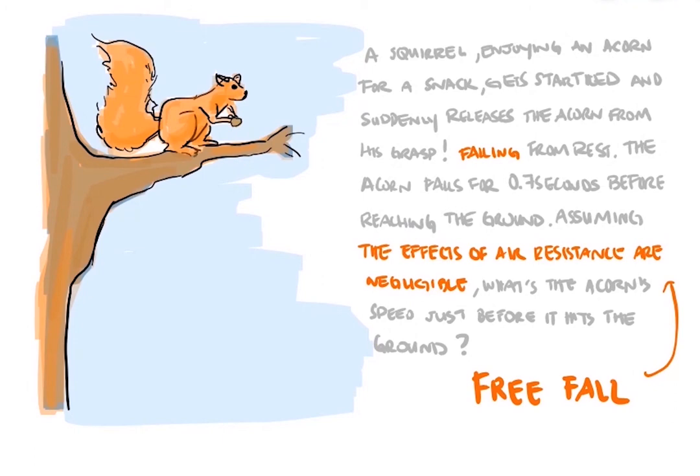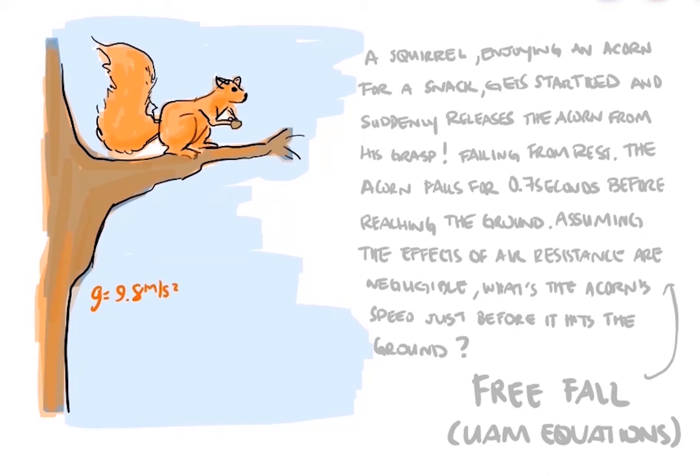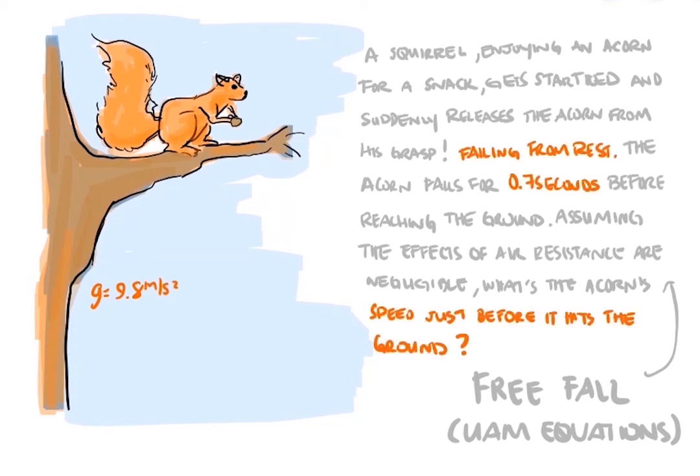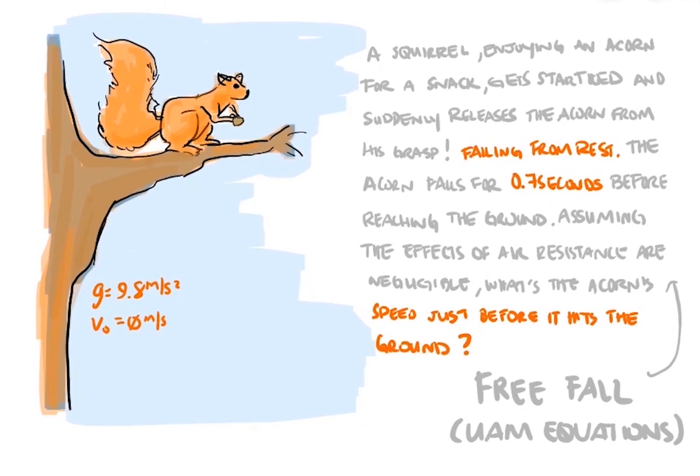Since this is a freefall problem, we can use our UAM equations, where we know the acceleration will be 9.8 meters per second squared. Like before, we're going to pick out the variables in the problem. We know our acceleration is 9.8 meters per second squared. Falling from rest indicates an initial value of 0 meters per second. 0.7 seconds indicates a time. And the question, what is the acorn's speed just before it hits the ground, indicates a velocity after 0.7 seconds has passed. This is our unknown.